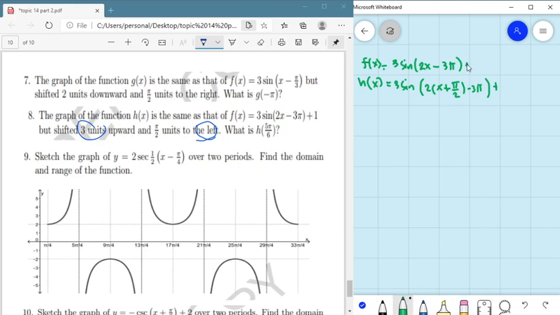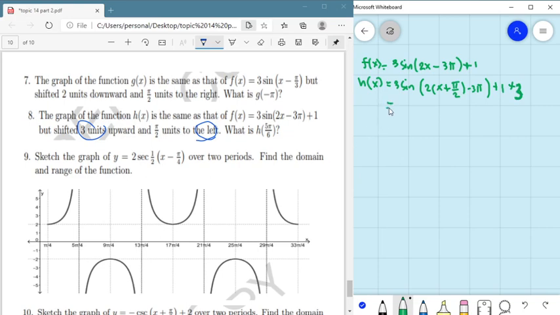Record mo. Plus 1. Then, plus 1. Then, 2 units upward. So, plus 2. Okay. Oh, 3 units. Ano plus 2 na? Okay, kaya plus 3 na.